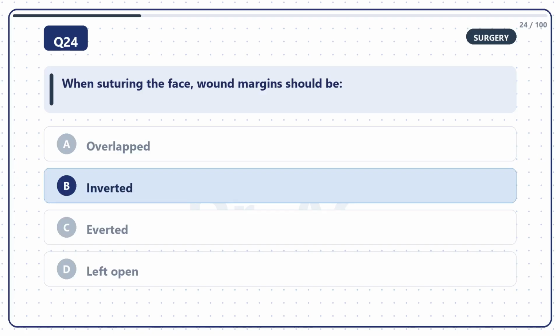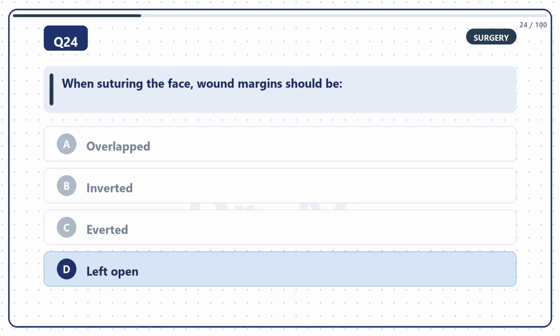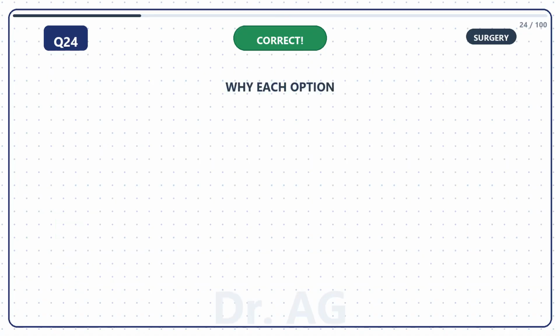Question 24. When suturing the face, wound margins should be option A, overlapped. Option B, inverted. Option C, everted. Option D, left open. The correct answer is option C. Everted.